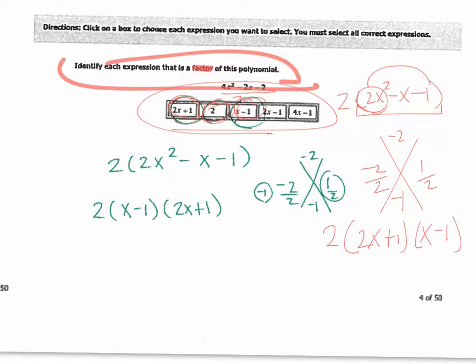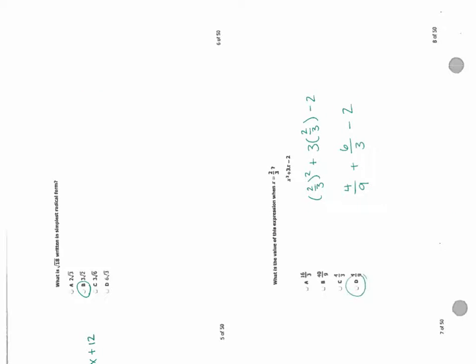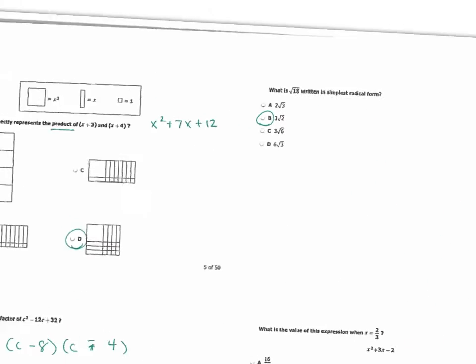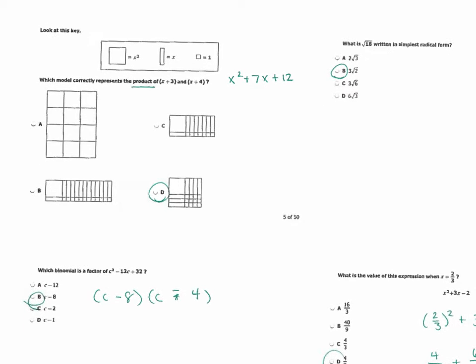Go ahead and flip your paper for me, please. If I go over number 5, notice it gave me a key. A big X is x squared, a rectangle is x, and these little tiny things are 1. It says, which model correctly represents the product of x plus 3 and x plus 4?